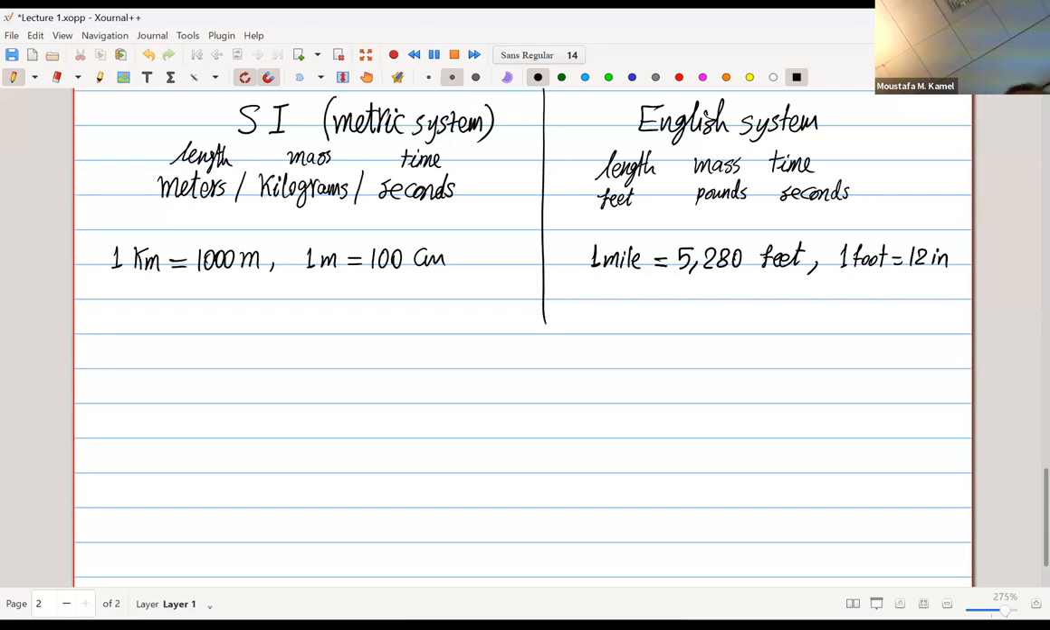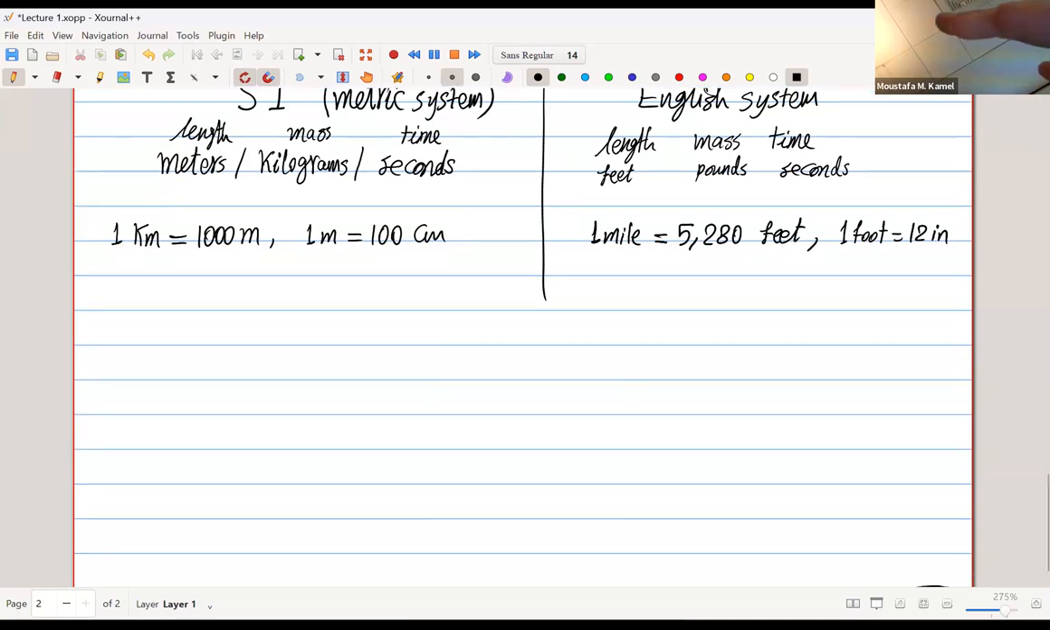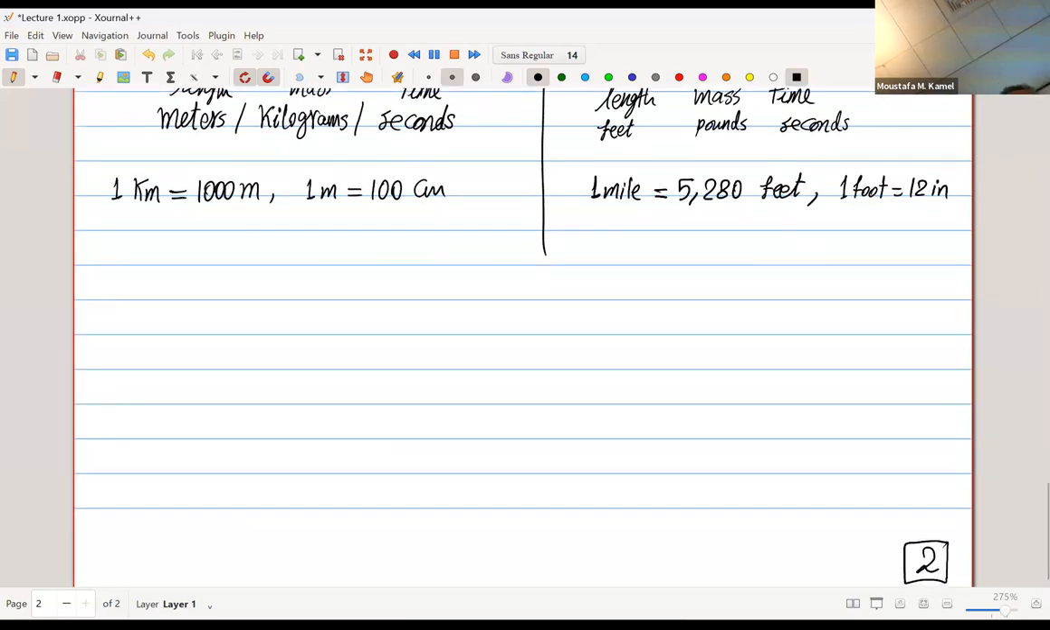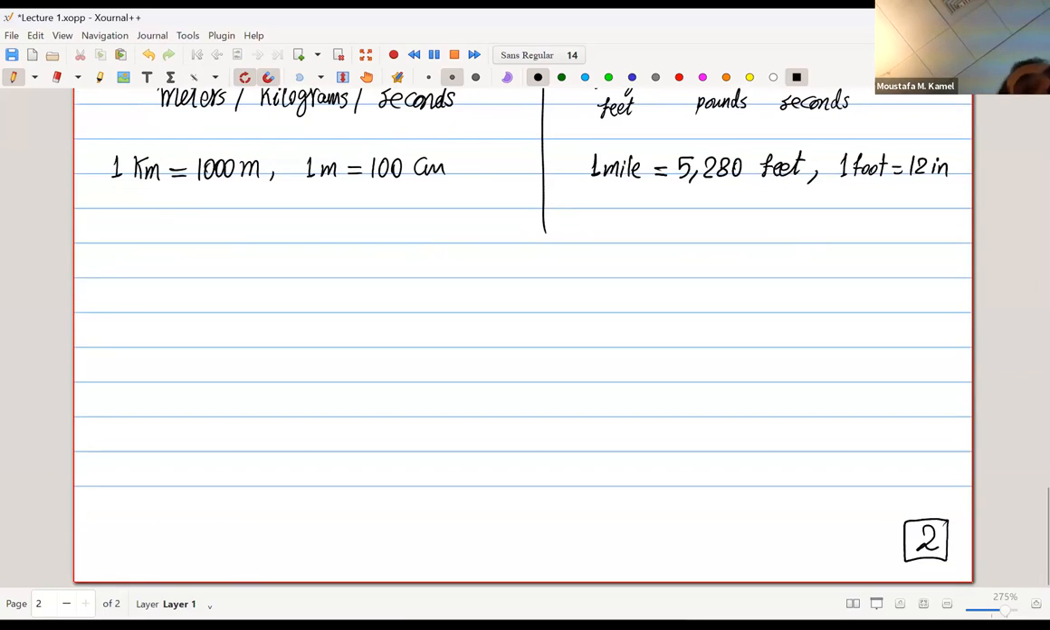So we will be using the metric system in this class. And sometimes you will be given English units, but just to convert that or to understand how unit conversions work. So let me give you the prefixes and then give an example on that, on a conversion. So we have the prefixes.